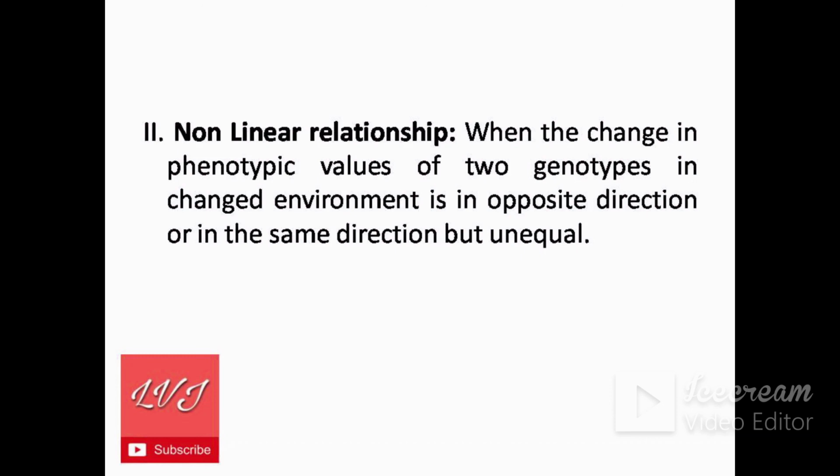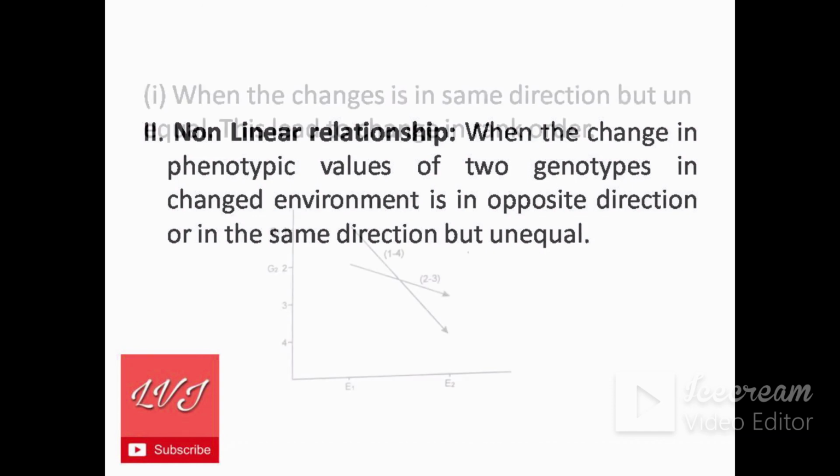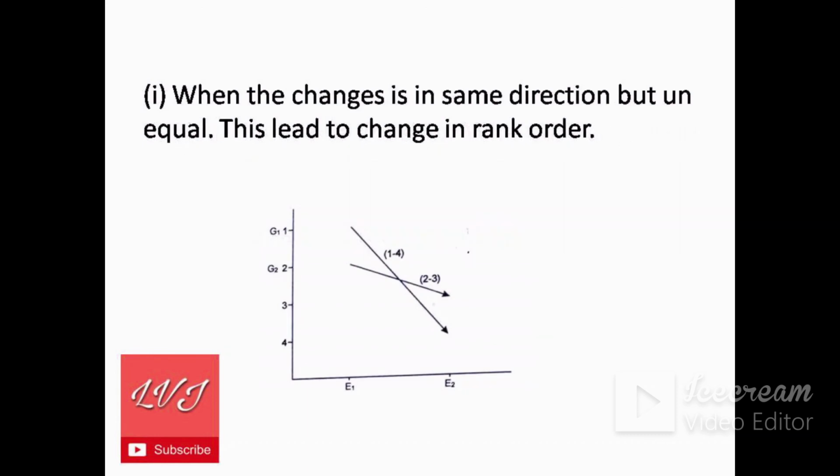The second type is the non-linear relationship. This is the condition when the change in phenotypic values of the two genotypes in the changed environment is in the opposite direction, or in the same direction but unequal. This will be more clear when we see the graph. Under this non-linear relation, the first type is when the change is in the same direction but unequal. This leads to a change in rank order.